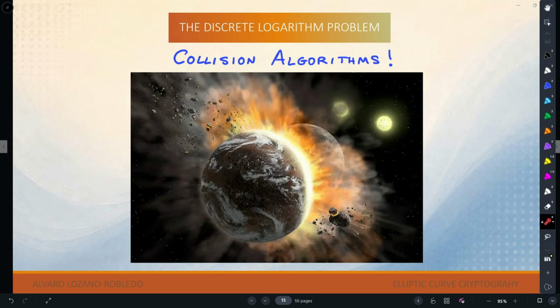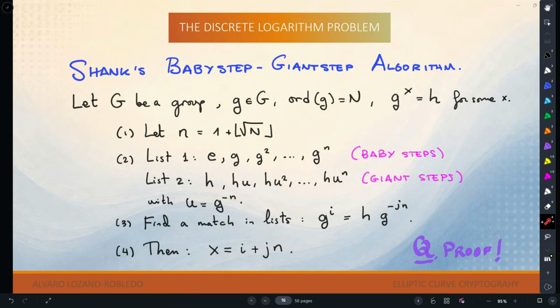So let me show you a better way of doing this. These are called collision algorithms. You'll see why. They're not so violent as this. An example of a collision algorithm is Shanks' baby-step giant-step algorithm. So you have a group G, you have a generator or an element of large order N, and I want to solve g to the x equals h for some x. So given h, I want to know what x does that. What is the logarithm in base g of h? Okay, that's what we're looking for.